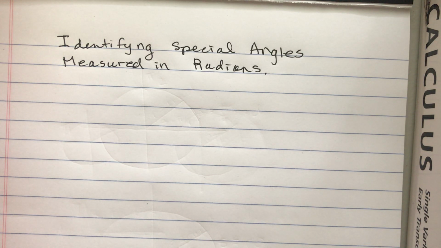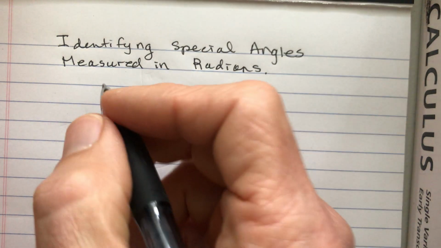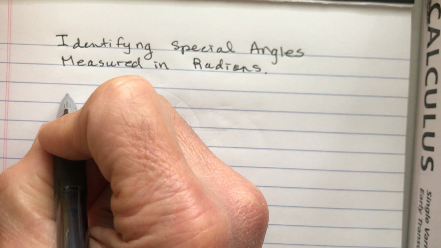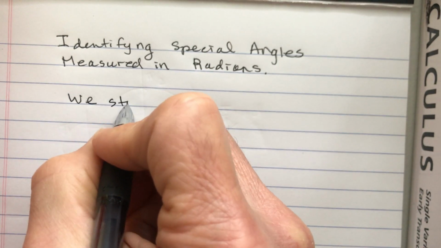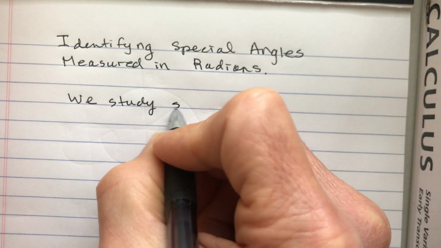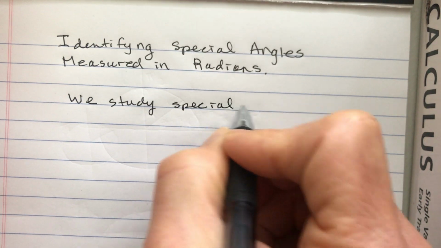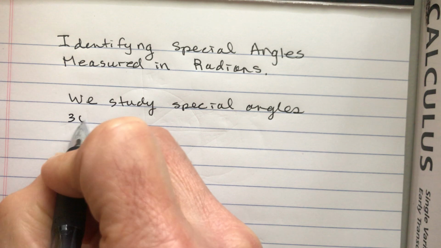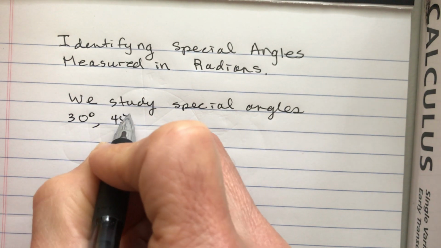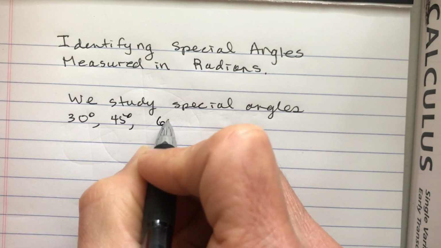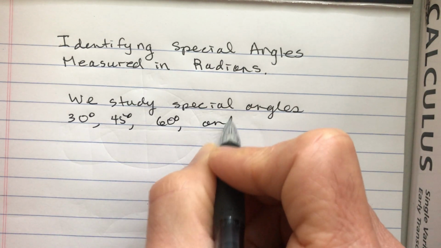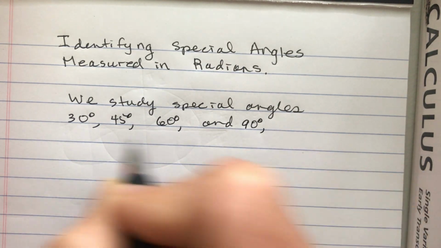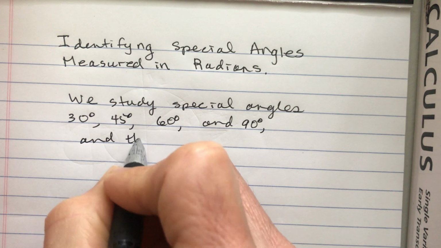All right, so this video is identifying special angles measured in radians. So we study special angles: 30 degrees, 45 degrees, 60 degrees, and 90 degrees, and their multiples.